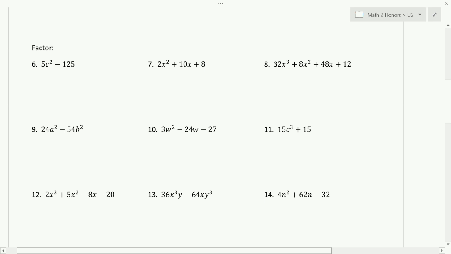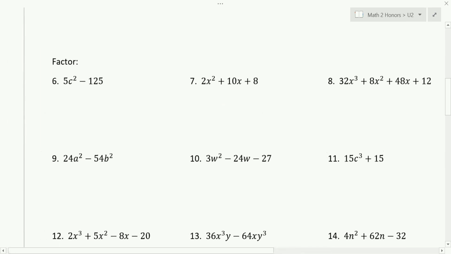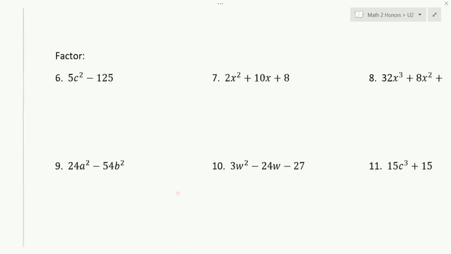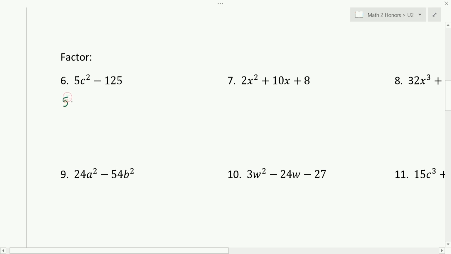And the very first factoring you always have to check is look at all your terms and ask, is there a greatest common factor? So I see a 5c squared and a 125, and I could divide both terms by 5. So I factor out a 5, and I divide each of these by 5, and I'm left with a c squared minus 25. And so we just did the GCF factoring right there. Now, don't stop there.